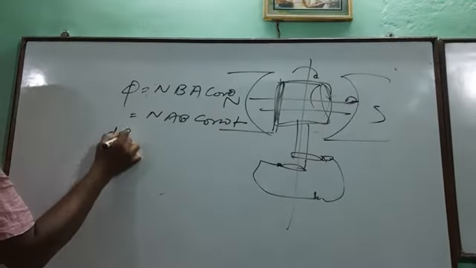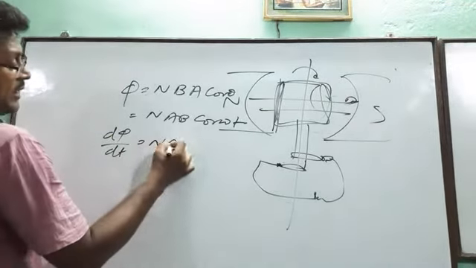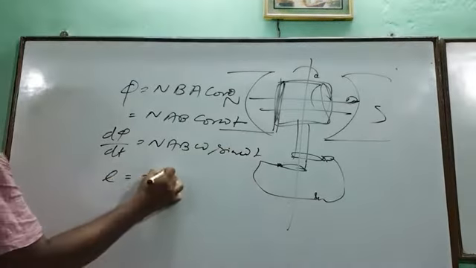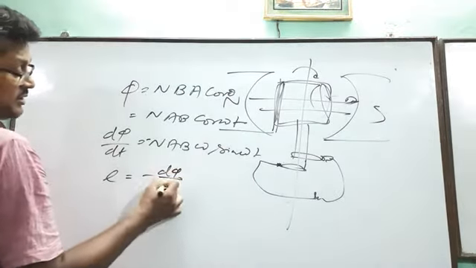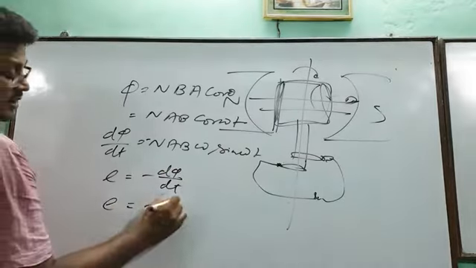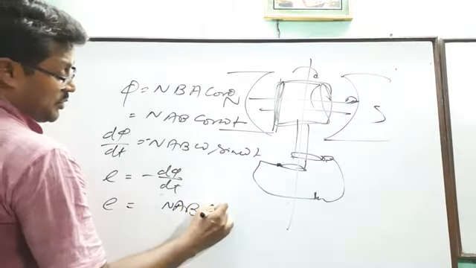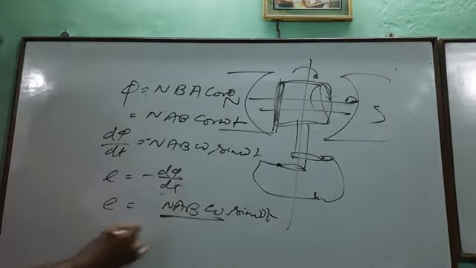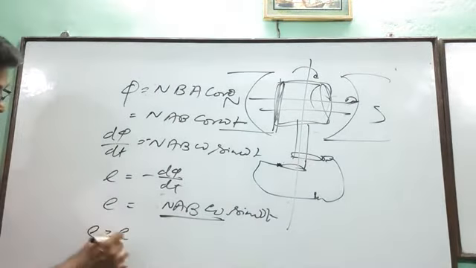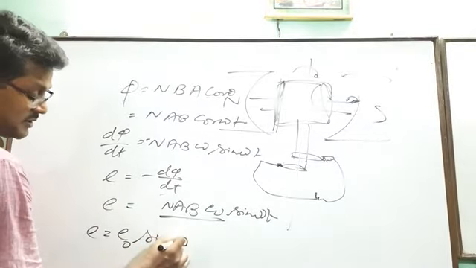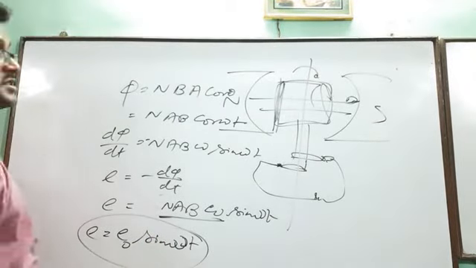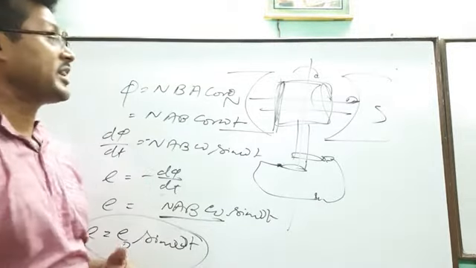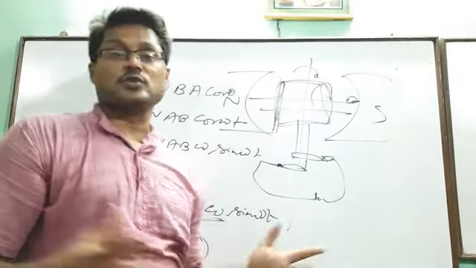So d phi by dt equal to NAB omega sin omega t, and we know that E equal to minus d phi by dt. So E equal to minus NAB omega sin omega t, and NAB omega is constant, which is the maximum EMF E0. So E equal to E0 sin omega t. So this is the way to find the EMF from a rotating coil. Thank you. Practice this and try to solve numericals.